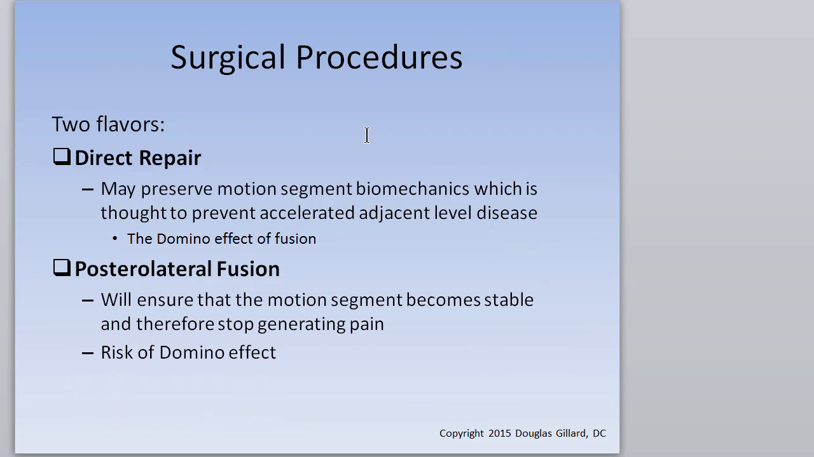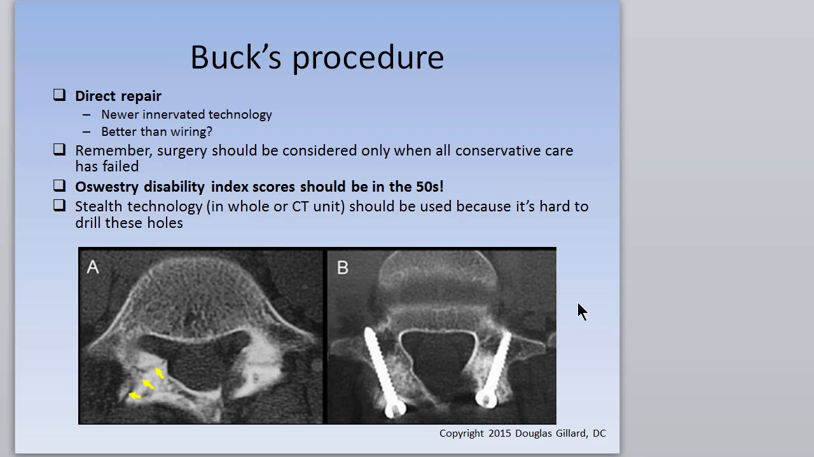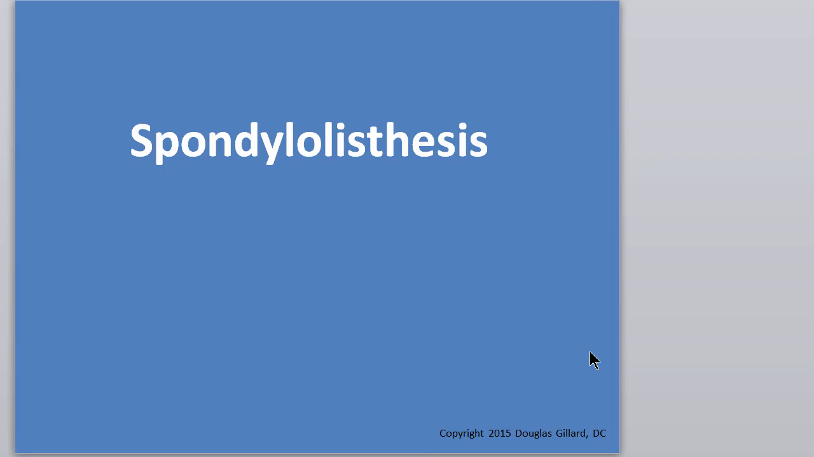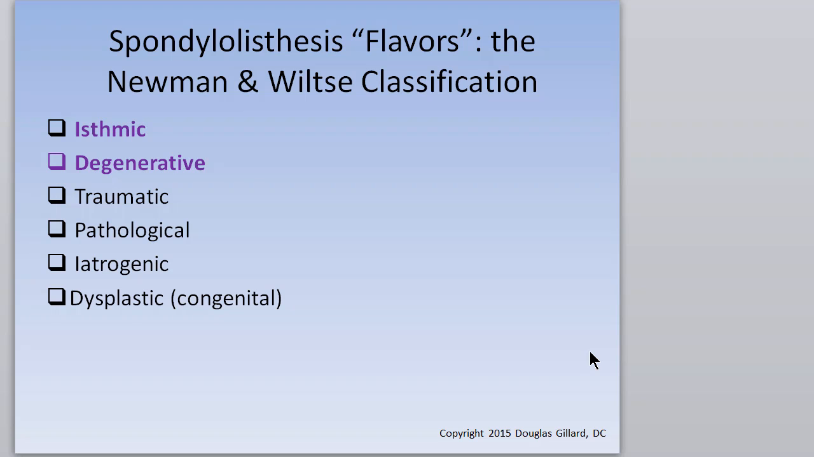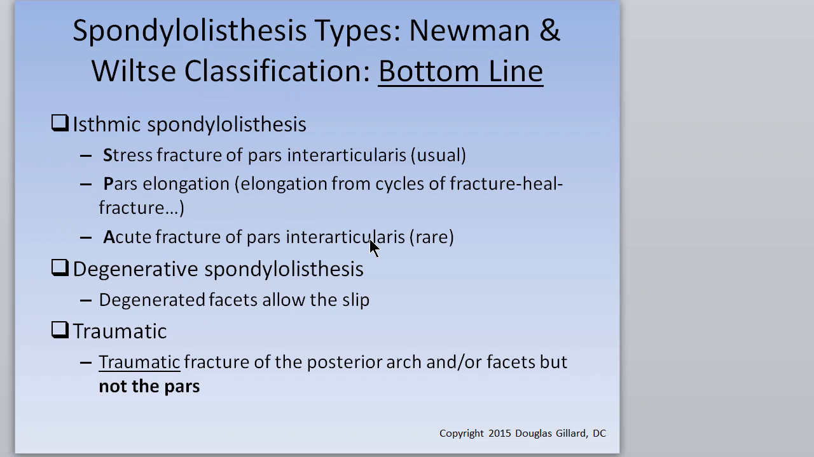Definitely know the two surgical procedures: direct repair and posterior lateral fusion. Buck's procedure is one of the direct repairs. Definitely know this slide. I think we got a better one here. It's kind of the ABCs. Know the Newman and Wilts classifications.